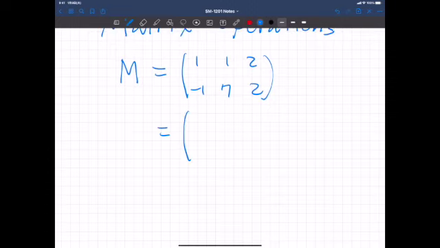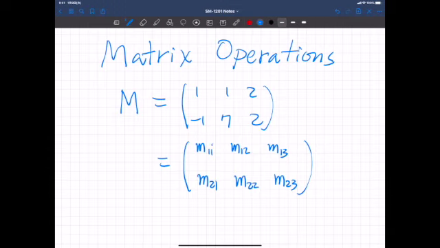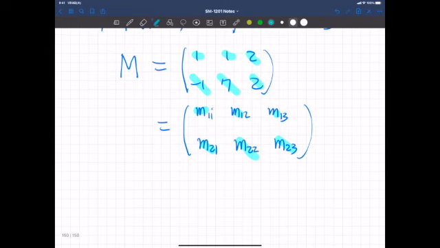So, for example, in this case, we may write M11, M12, M13, M21, M22, M23. So in this case, M11 corresponds to 1, M12 corresponds to this 1, M13 corresponds to this 2, and this corresponds to this, M22 corresponds to 7, M23 corresponds to 2, and so on.